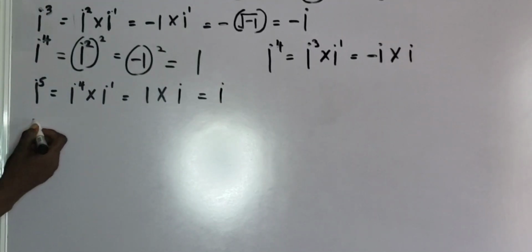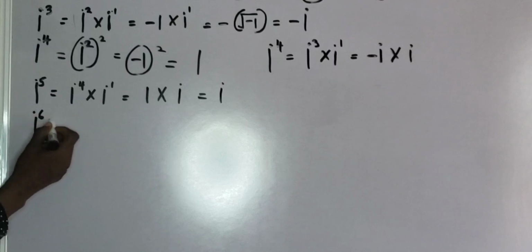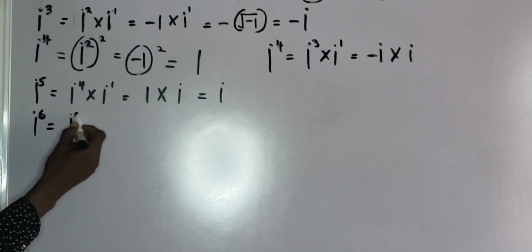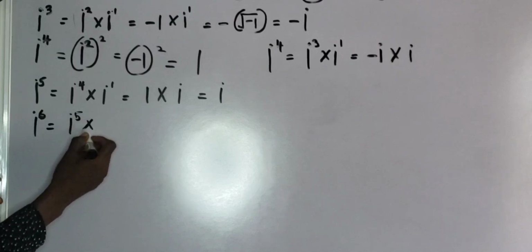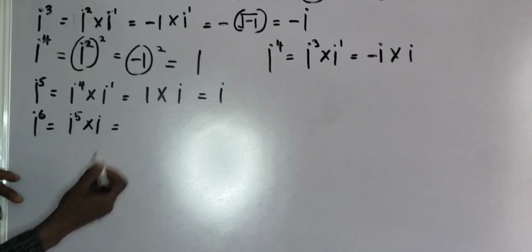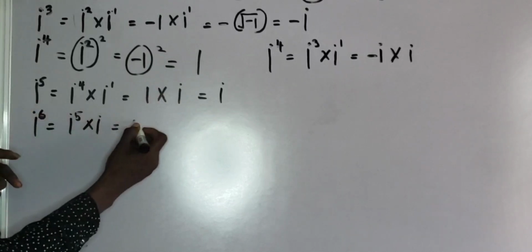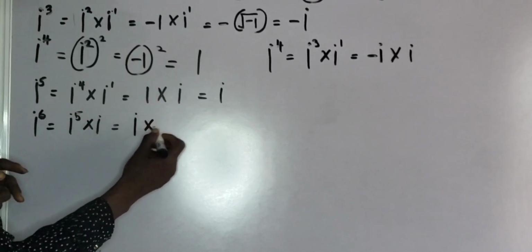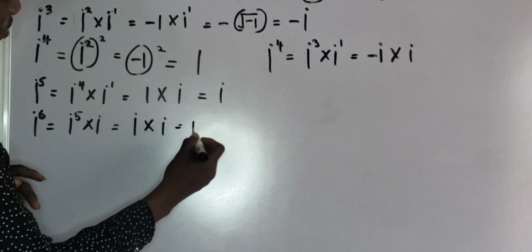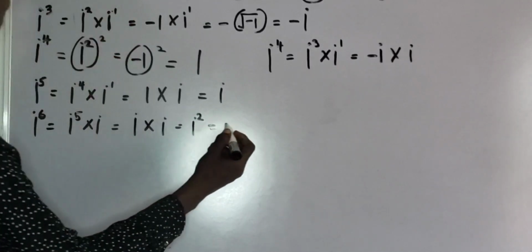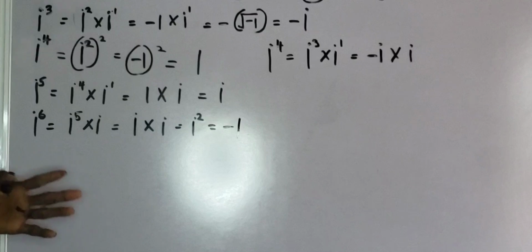Let's proceed to i raised to the power of 6. i raised to the power of 6 can be expressed as i raised to the power of 5 multiplied by i. Don't forget that i raised to the power of 5 is i. So I'm going to have i multiplied by i. This is i raised to the power of 2. And i raised to the power of 2 is minus 1. So for this, I'm going to have minus 1. Are you getting what I'm saying?